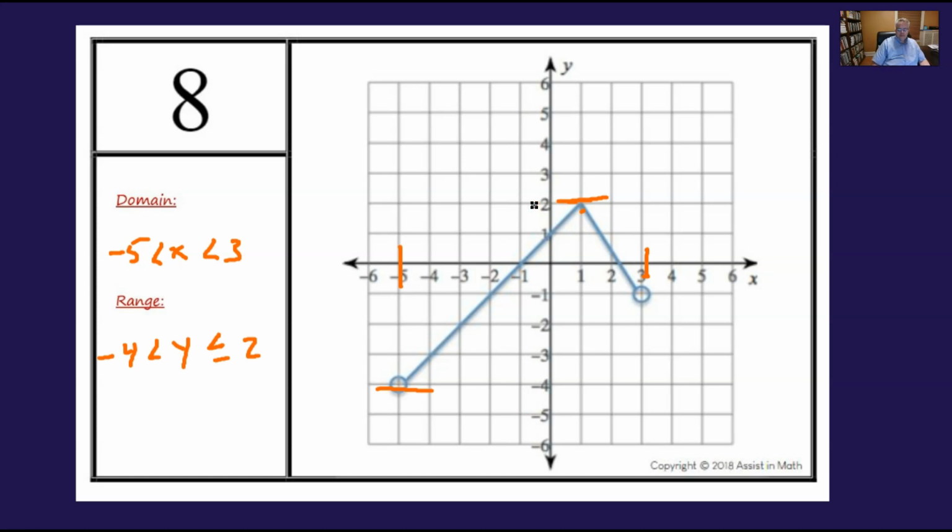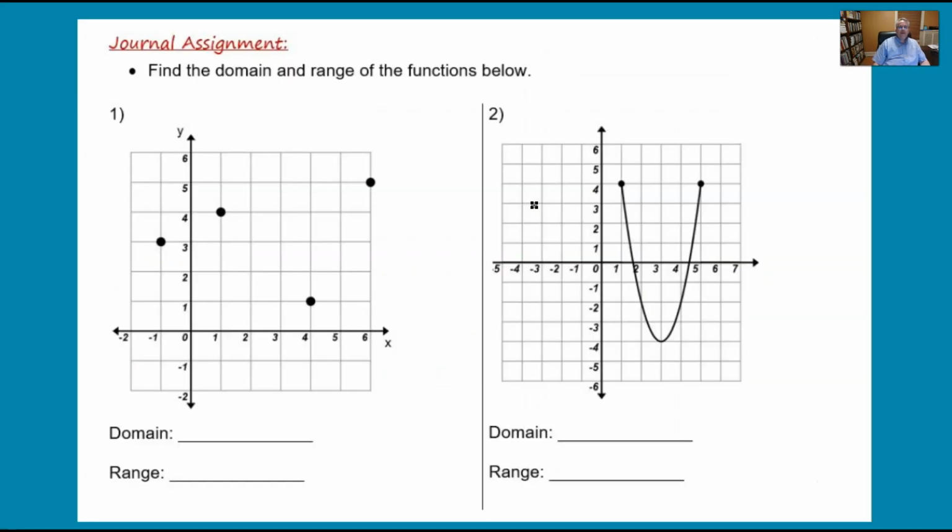Okay, well, that's an introduction to domain and range. Takes some getting used to, but you'll be fine at it. Here's the journal assignment. Go ahead and do these. The first graph is a discrete graph. The second graph is a continuous graph. Find the domain and the range.